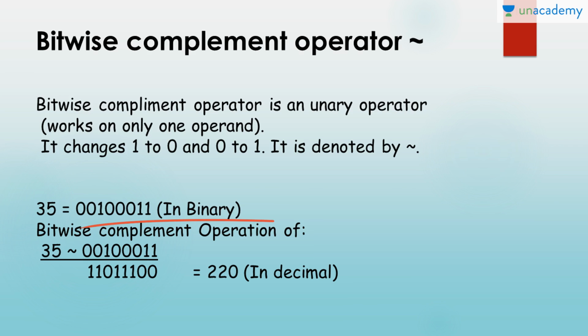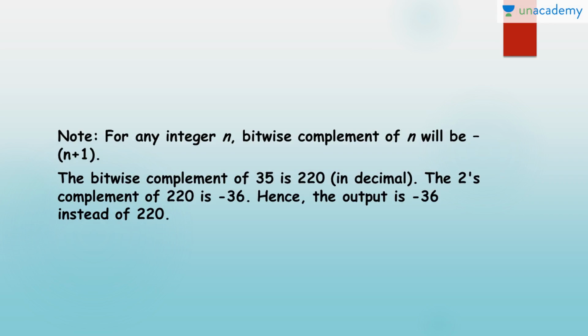So 1 is converted to 0, 1 to 0, 0 to 1, and so it continues. So the complement output we will be obtaining will be 220 in the decimal form. But there is a twist in the bitwise complement operator. Actually, the answer of the bitwise complement of 35 is minus 36 instead of 220. But why is it so?